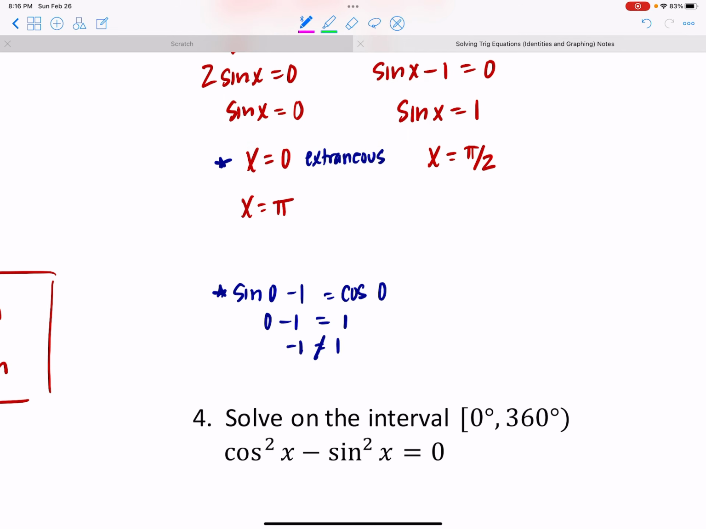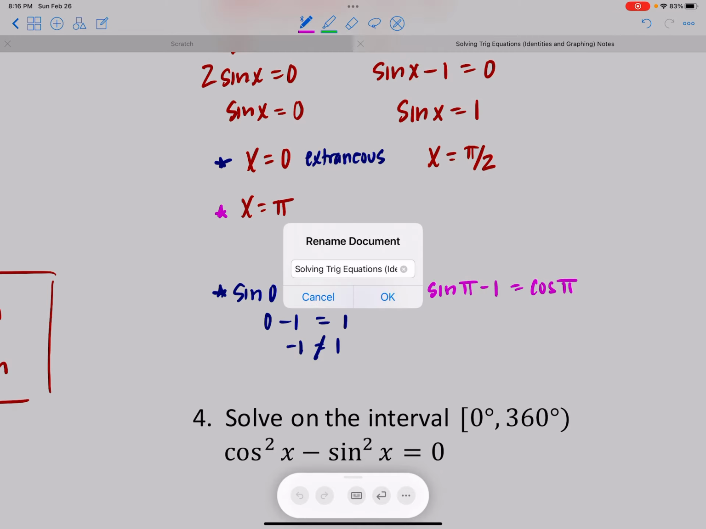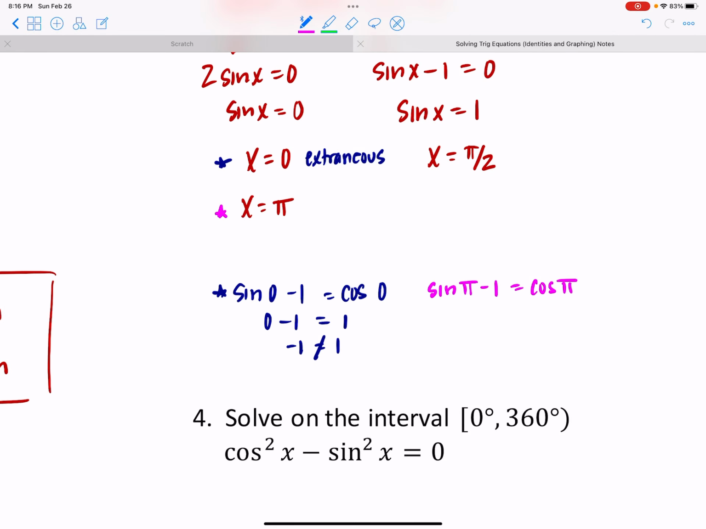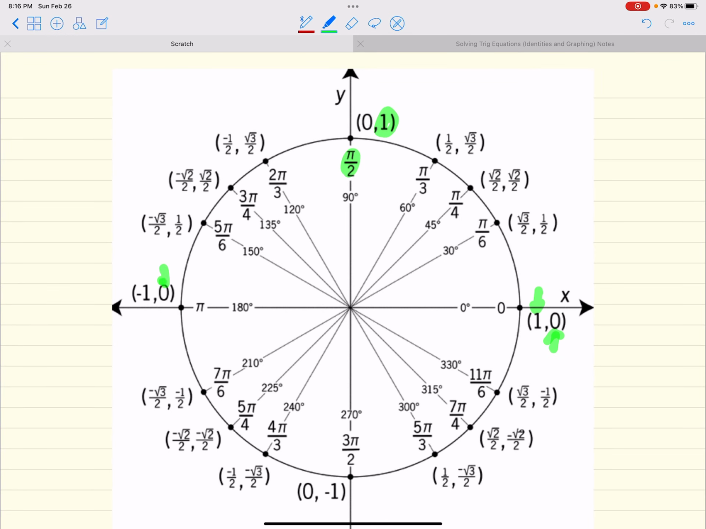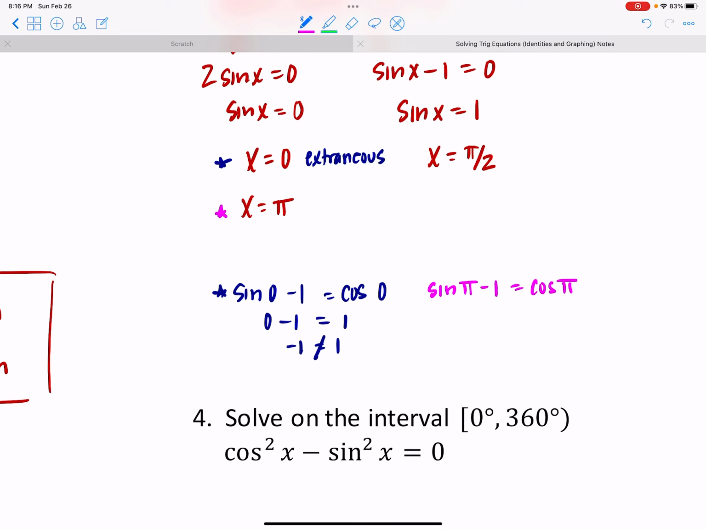Now let's check the others. Let's check pi. So this should be the sine of pi minus 1 equal to the cosine of pi. So at pi, that's 180 degrees. I need the sine and the cosine. At pi, sine is 0, cosine is negative 1. So at pi, sine was 0, and cosine was -1. This time we get -1 equal to -1. That's going to be a valid solution, so we're going to box that one in, keep that one.